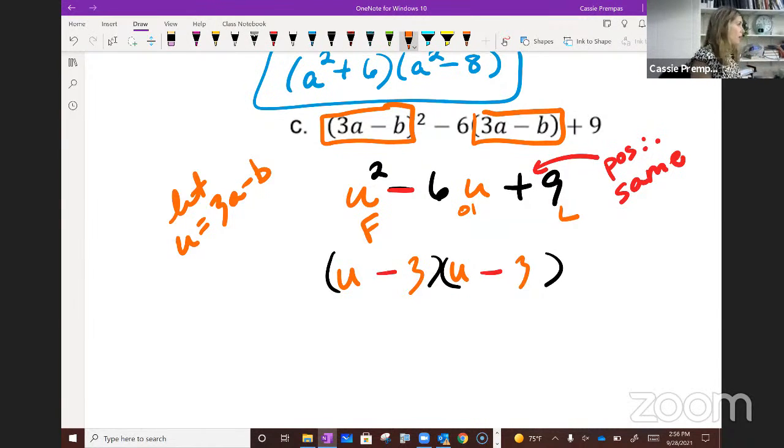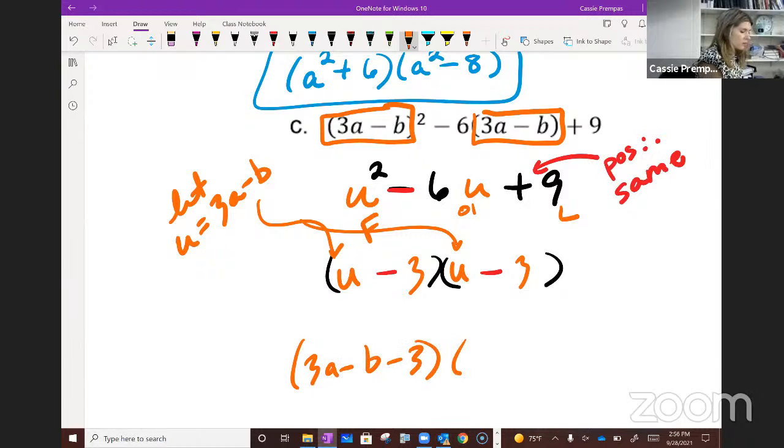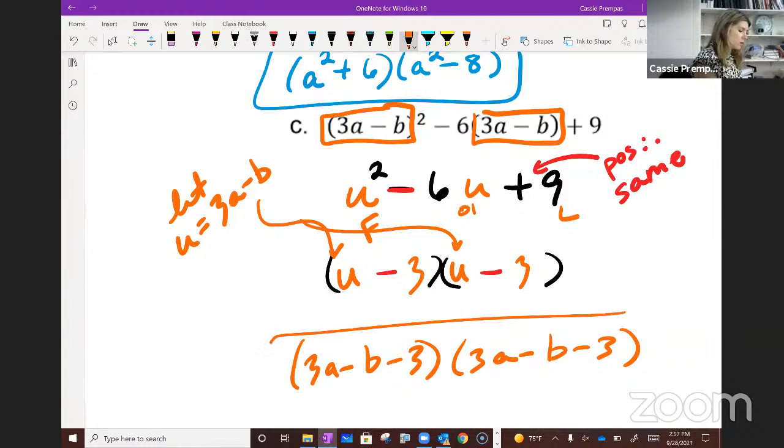Now, the last thing that we would have to do is put 3a minus b back in for u because we just temporarily replaced it to make it look easier. Even though we didn't have to replace it, it just kind of makes the problem look easier and then we can factor it. So we add 3 to the end of the term. We just put 3a minus b back in place of u. So now I just put that back in. And then that would be my answer.